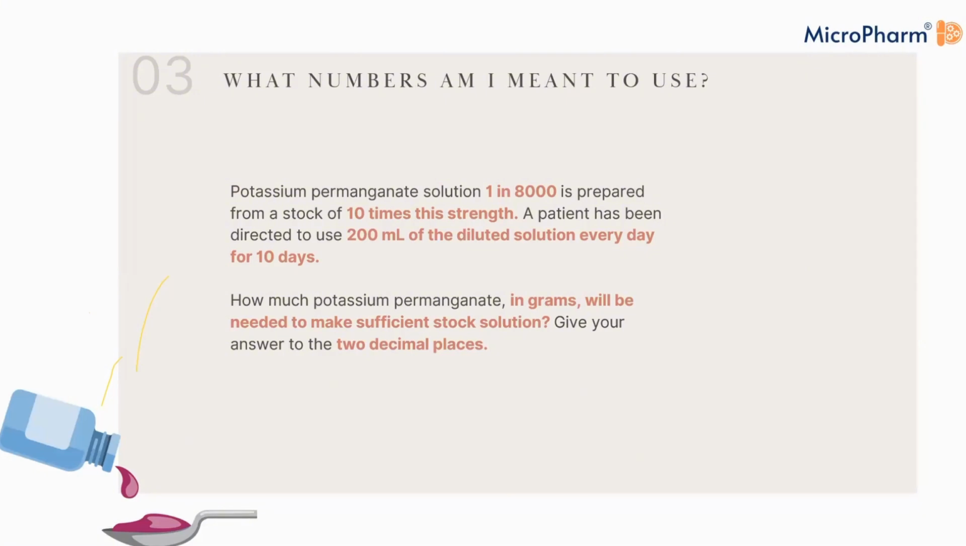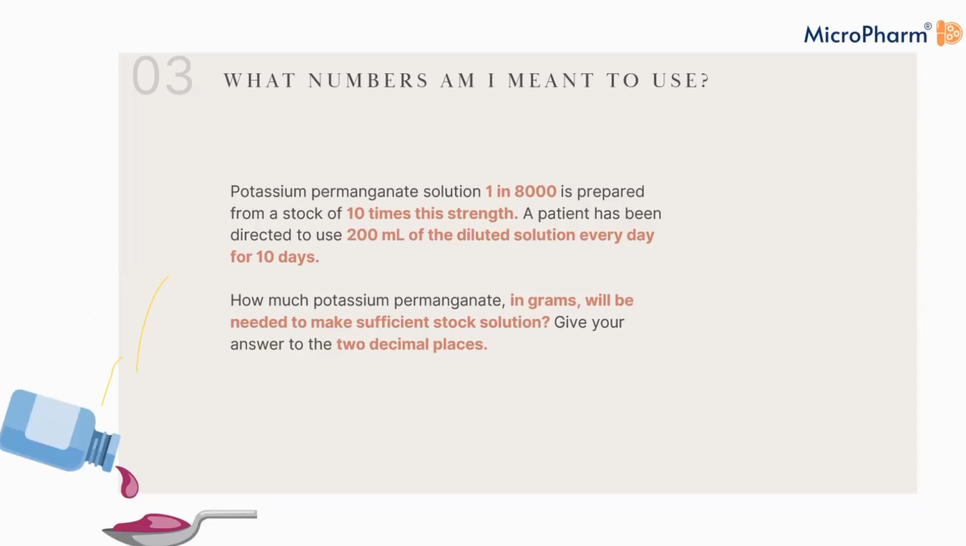The patient has been asked to use 200 ml of the diluted solution every day for 10 days. And how much potassium permanganate in grams will be needed to make sufficient stock solution? So already that's two things that I can note here. There's the possibility that the question, you misread it and you give your answer in mil, and you say, okay, well, this is how much of the diluted solution the patient needs.